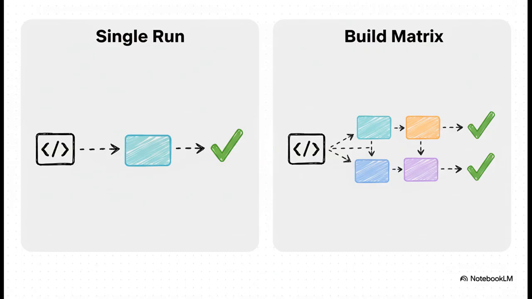You see, a simple setup might just run your tests in one environment, but with a build matrix, you can tell Travis, hey, I need you to test this against node version 16, 18, and 20. And it doesn't do it one by one. It spins them all up at the same time and runs your tests in parallel. This is a massive time saver and makes sure your code works everywhere it's supposed to.